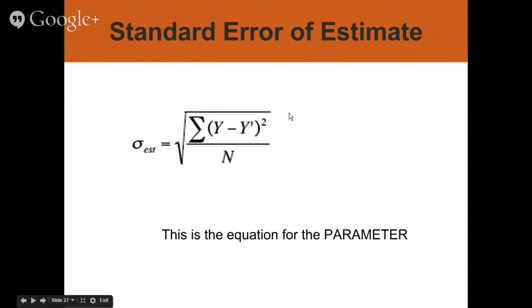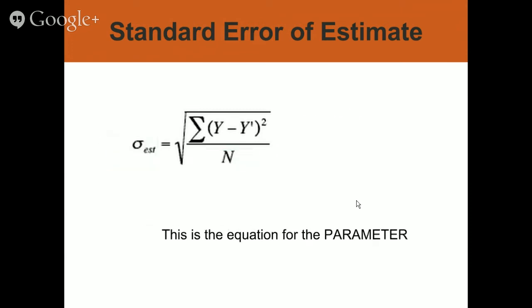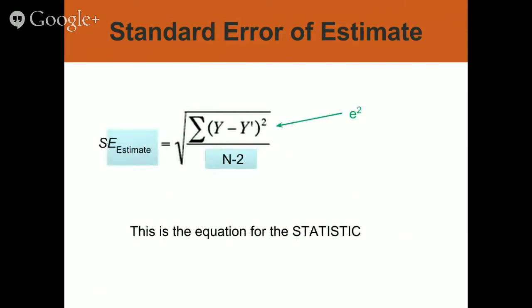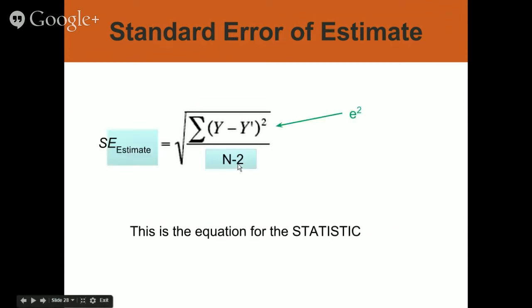And this is the equation for it as a parameter. Put this in your back pocket. We're probably not going to use this one because the parameter estimate uses information from the superpopulation. What we care about is the statistic. The difference again: remember, the statistic is from our sample, the parameter is from the population. The difference here is that in the statistic, the denominator is n minus 2, and the parameter is just n.